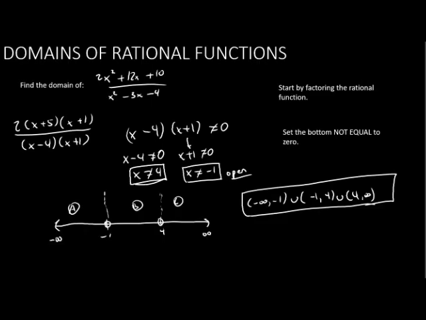So to find the domain of a rational function, we factor it, and we set the bottom not equal to 0, and then we solve. Once we solve, we draw our number line, and we split it into regions.